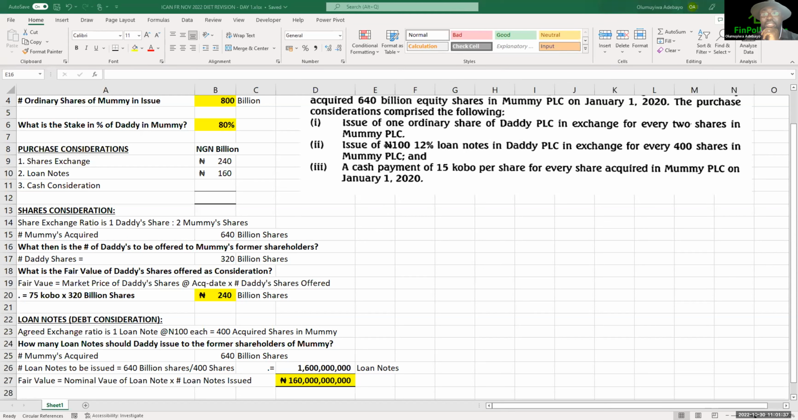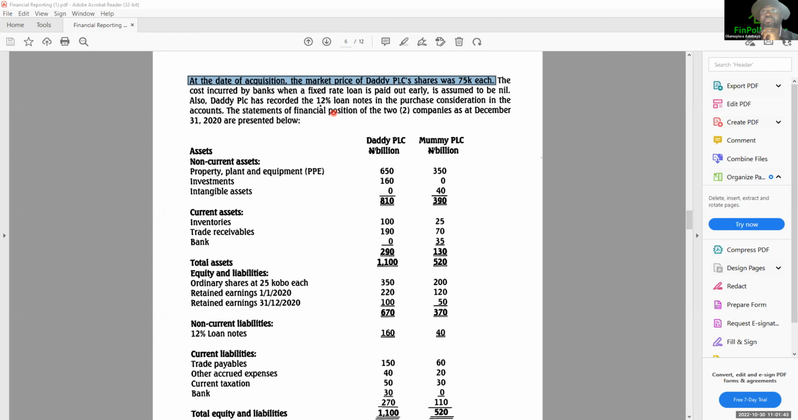Now let me take people back to the question. This is what we were saying. Here they said, I'm trying to highlight it. Okay, don't worry. The cost incurred by banks when a fixed rate loan is paid out early is assumed to be nil. Okay, yes, what they are telling you is even when you pay your fixed rate loan early, therefore, it's assumed that all you have agreed to do is that interest or principal are paid as at when it's due.